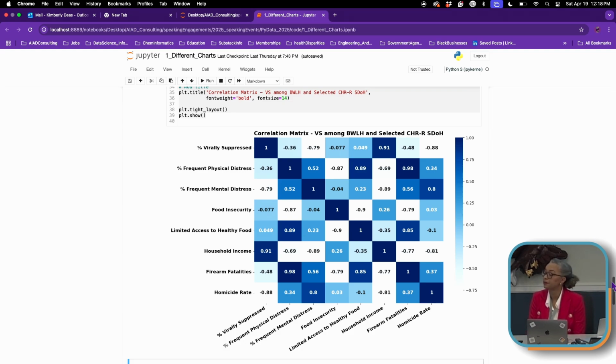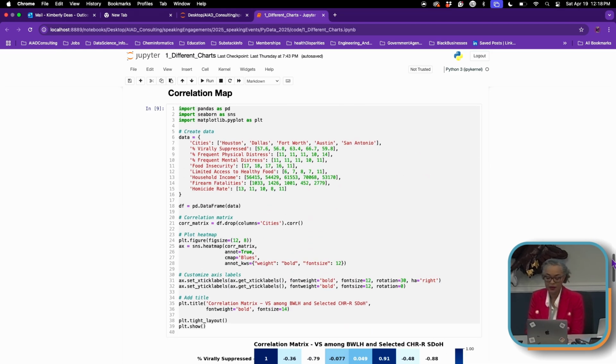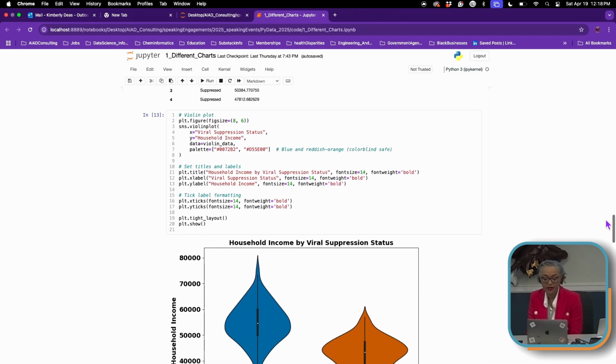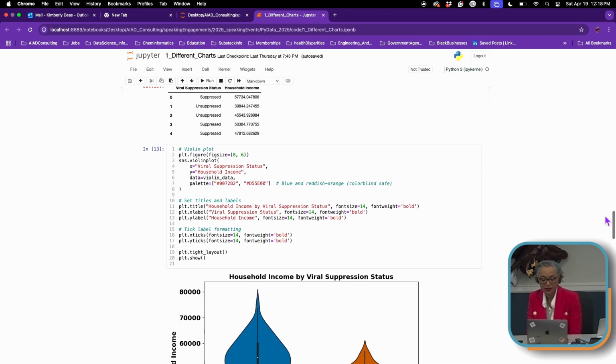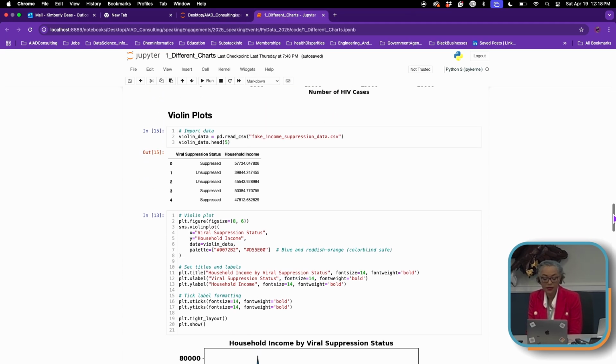In the interest of time, I'm gonna do just one quick thing. It looks like we need a different data set for the violin plot. Can you put that in your GitHub? What is violin? Fake suppression data or something? Okay, it's not the same as before. Oh, okay, fake income suppression data. Okay, yeah, I will try to get that to you guys as soon as I can. Okay, so sorry about that.